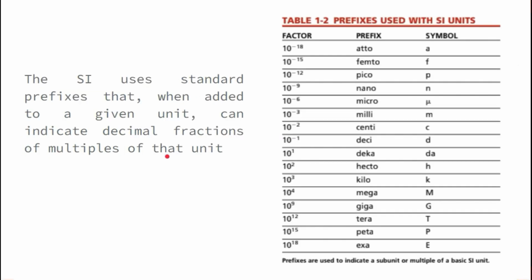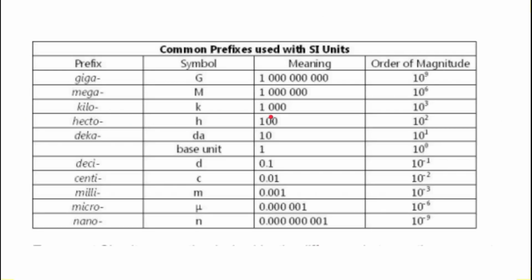So the SI uses standard prefixes that when added to a given unit can indicate a decimal fraction or multiples of that unit. So let's proceed to the next slide. Here are the common prefixes used within the SI system. Here we will start with the base unit. Again, this is the base unit.